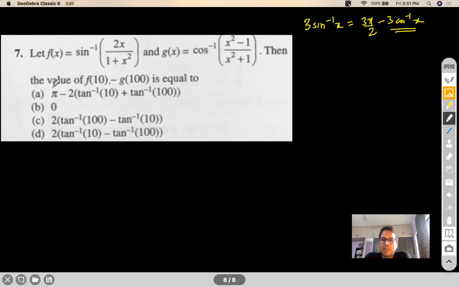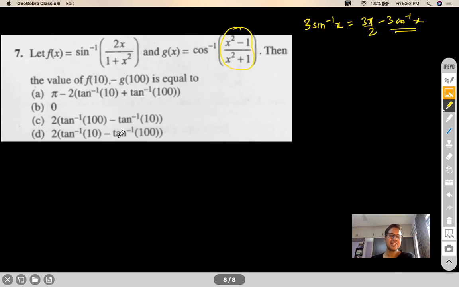Don't have a blind eye towards the options, which most of you are still following, not looking at the options at all while solving questions. That's a very, very wrong approach when it comes to solving competitive level exam questions. Now, basically we have been using sine inverse of 2x by 1 plus x square and cos inverse of x square minus 1 by x square plus 1. Now, this is slightly dicey. This is not in the same format as it should be. If you recall your formulas, this figure seems to be slightly skewed.